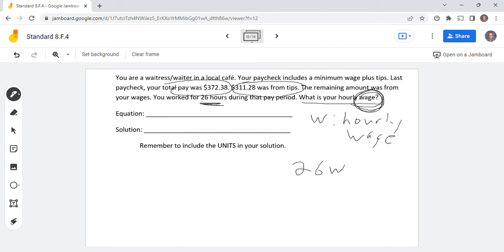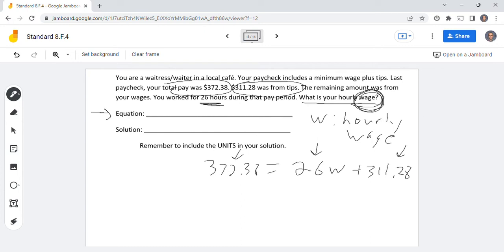So 26 hours times that hourly wage will give us our wages for all the hours that we work, the money. We know that we got $311.28 from tips. So I'm going to add that $311.28. And over on the other side, we have our total pay, $372.38. So if we take our pay for our hours, our pay from our tips, that should get us our total pay. That's our equation. That's what I want you to write here.